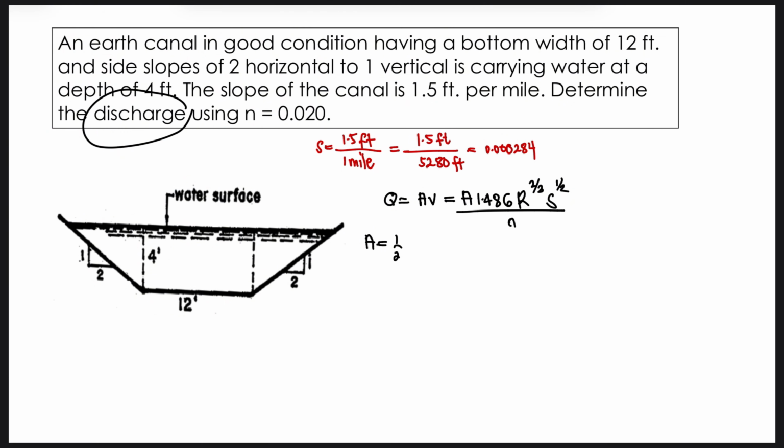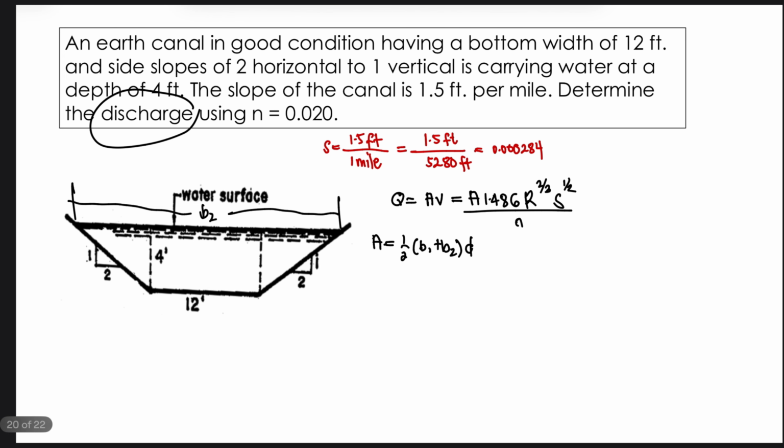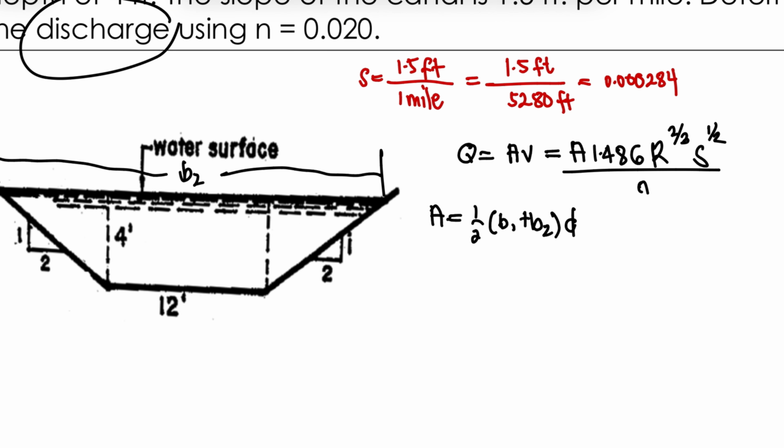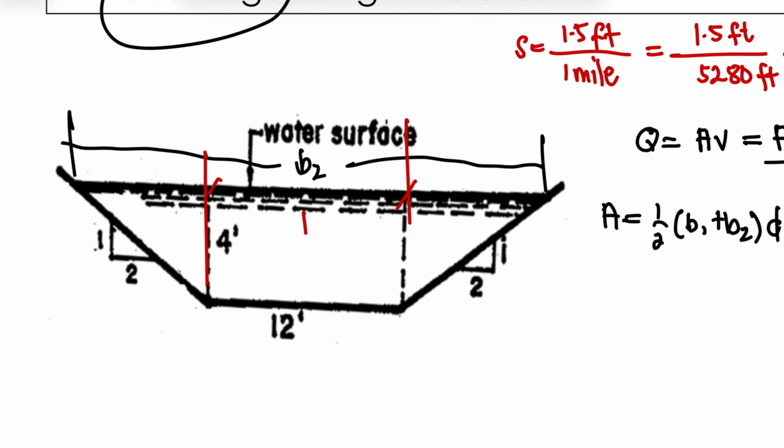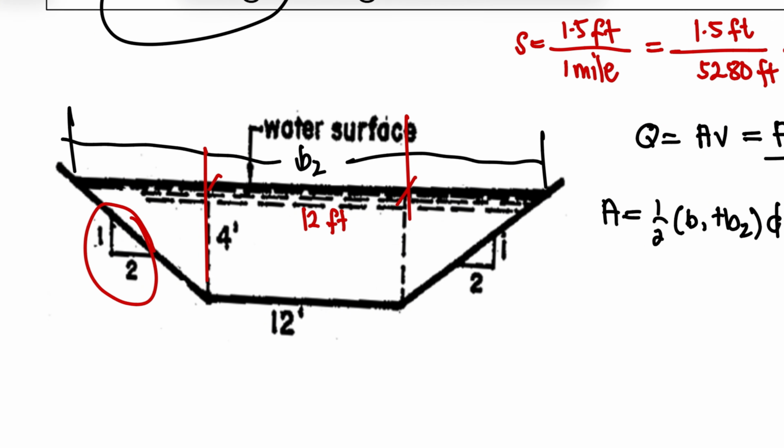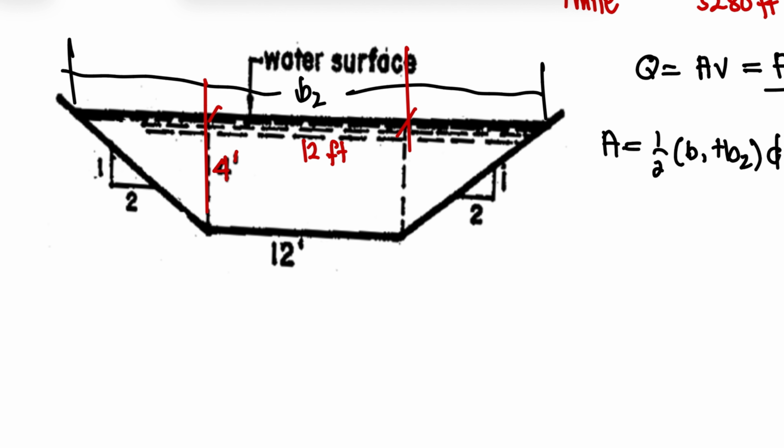For the area, meron tayong formula na 1/2 base 1 plus base 2 times the depth. But since we don't have the top width or the B2, yan yung B2, no? Hindi pa tayo makapag-solve ng area. So, ganito po. Since we have a 12 feet here, so automatic po ito 12 feet na, no? So, paano po natin ginagamit itong side slope? So, kung uma-observe nyo po, meron po ditong 4 feet. Ganito yung pagkuha niya, no?